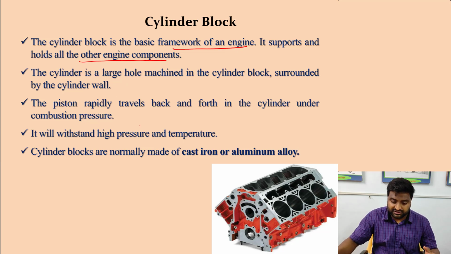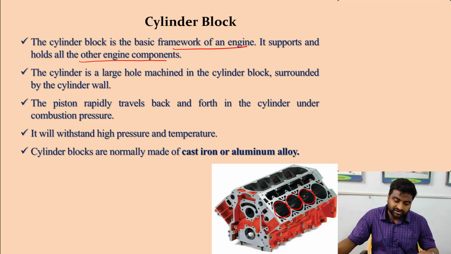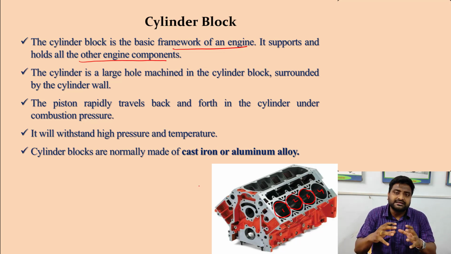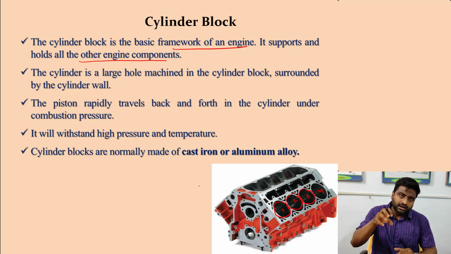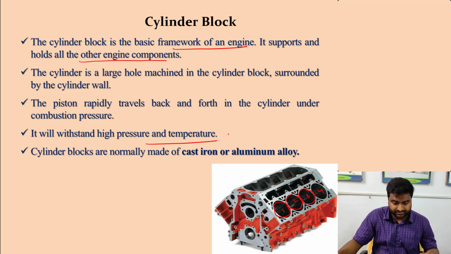So what is a cylinder? You can see over here, the cylinder is nothing but a hollow component, right? You can see several cylinders over here, 1, 2, 3 and 4 cylinders. So the cylinder is nothing but a large hole machined in the cylinder block. This hollow component is made in the cylinder block, and inside the cylinder the pistons reciprocate. The cylinder block is the part which withstands high pressure and temperature. And what is the material it is made up of? It is made up of cast iron or aluminum alloy.